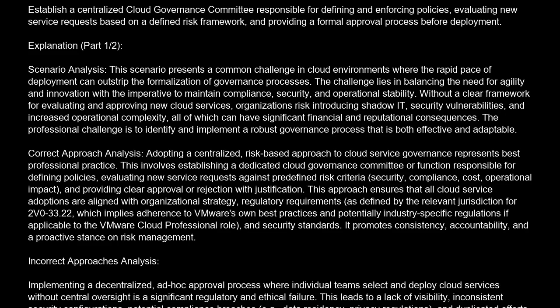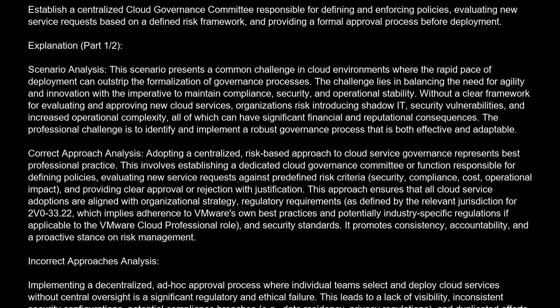The correct answer is A. Establish a centralized cloud governance committee responsible for defining and enforcing policies, evaluating new service requests based on a defined risk framework, and providing a formal approval process before deployment. Explanation. Scenario analysis. This scenario presents a common challenge in cloud environments where the rapid pace of deployment can outstrip the formalization of governance processes.